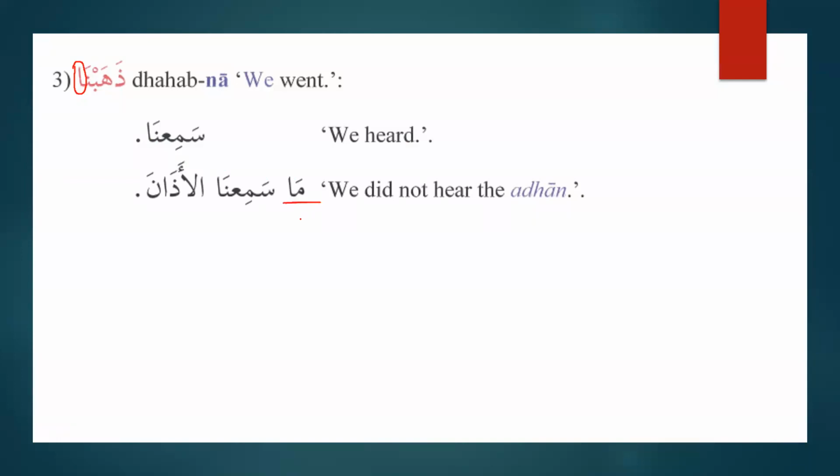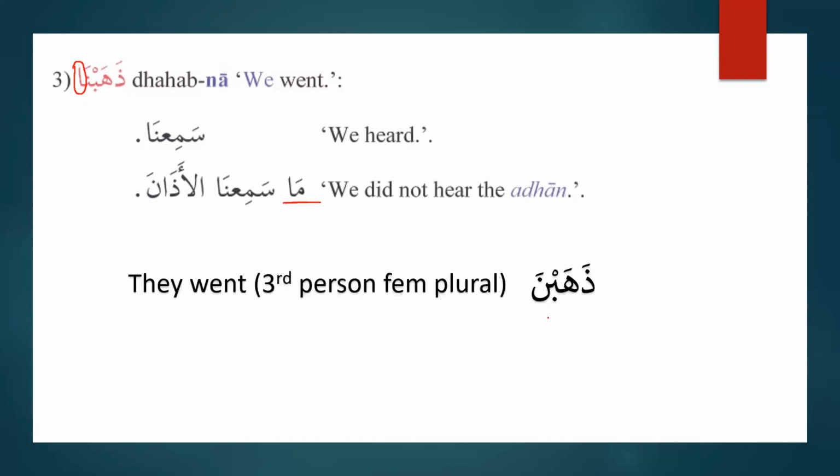So if you want to negate the past tense, we simply use ma, and then after that we use the past tense. Ma sami'na al-adhana, we did not hear the adhan. Now please look at the difference between when we talk about the second person and second person feminine plural. It is dhahabna, right? Dhahabna, they went. So we say dhahabna, they went, and it is third person feminine plural. But if we want to say we went, so we will say dhahabna.